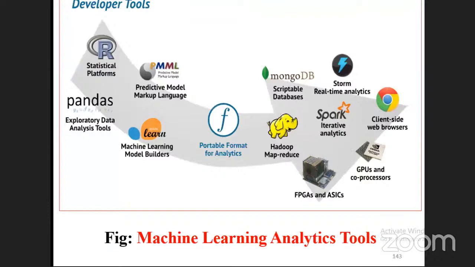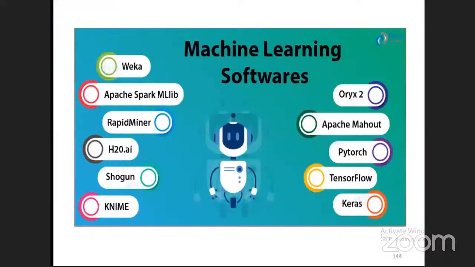Statistical platforms, pandas, exploratory data analysis, Predictive Model Markup Language, machine learning model builders, portable formats for analytics, MongoDB, especially for unstructured data, scriptable databases, Hadoop MapReduce for programming in Java, Spark, especially in Scala; Python or Java are supported. Storm for real-time analytics, FPGA and ASICs, GPUs and processors we are using. In machine learning software, we are using Weka, Apache Spark, RapidMiner, H2O, Shogun, Apache Mahout, PyTorch, TensorFlow, Keras.